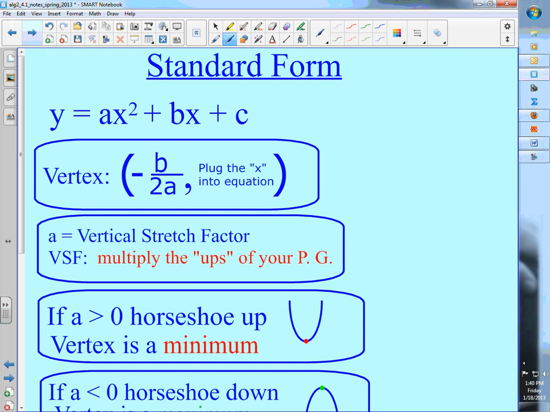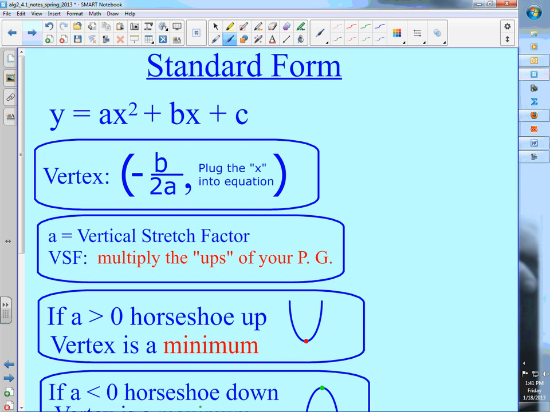This is standard form. Now, some of you remember this, some of you don't. When you're in standard form, if you want to find the vertex, we use the opposite of b over 2 times a to find that vertex.